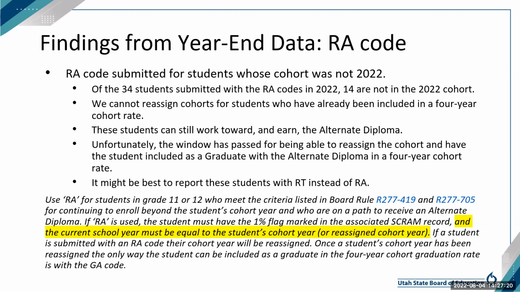And then there is the information of: use RA for students in grades 11 or 12 who meet the criteria listed in board rule R277-419-705 for continuing to enroll beyond the student's cohort year and who are on path to receive an alternate diploma.